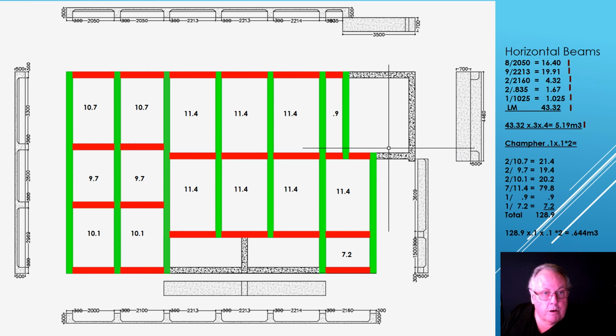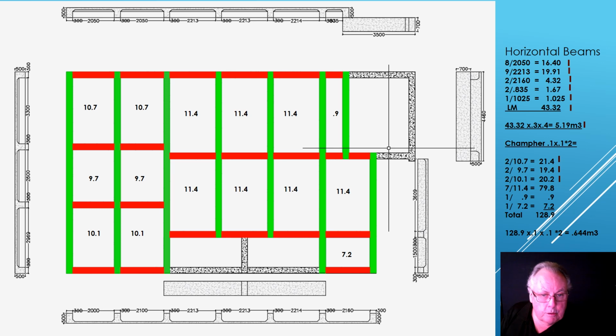All right, so it's a little bit different. And we've got 9.7 down here, 10.1. And so I've added these all up. You're just going to have to trust me that I got these right. And we have a look here. So we've got 2 at 10.7, 2 at 9.7, there they are there, 2 at 10.1. These are all the same, and we've got one over here the same.